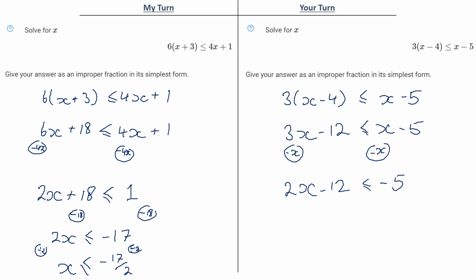So less than or equal to minus 5. So we're going to add 12 next, both sides add 12 to get 2x less than or equal to minus 5 add 12 will give me 7. Divide by 2 to get x is less than or equal to 7 over 2. Okay, so hopefully you got that.